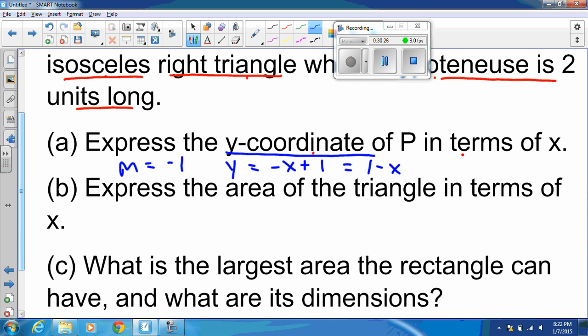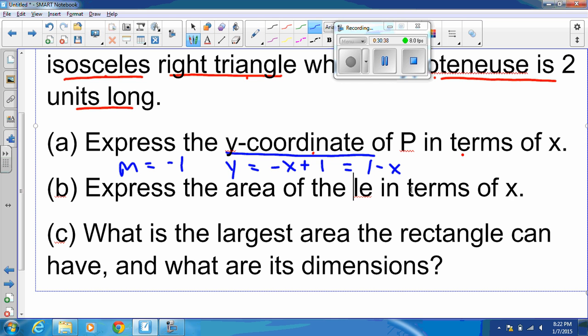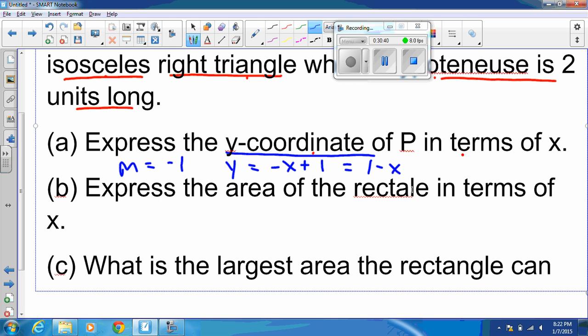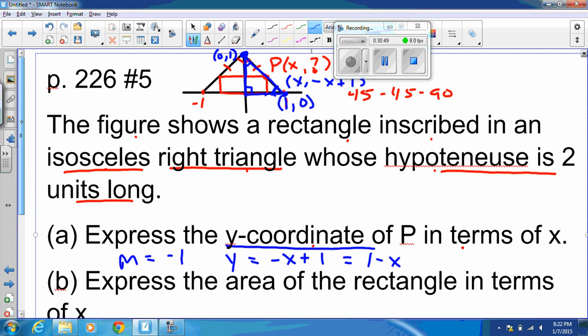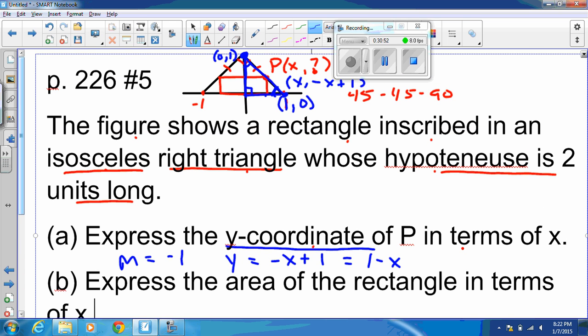Now we're supposed to express the area of the triangle. Now I believe the problem says rectangle. Let me fix that. Yes, it does indeed. There we go, in terms of x. Well, I know that the area of any rectangle is length times width. So I want to come back to this rectangle and carefully get the width and the height in terms of x.